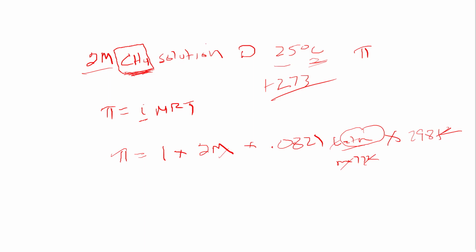So here's my rough answer: 48.9 atmospheres. But we only have one significant figure here. So what's this to one significant figure? You just write 50 atmospheres. 50 is one significant figure. Or if you want to make sure it's not ambiguous, you would write 5.0 times 10 to the first atmospheres.